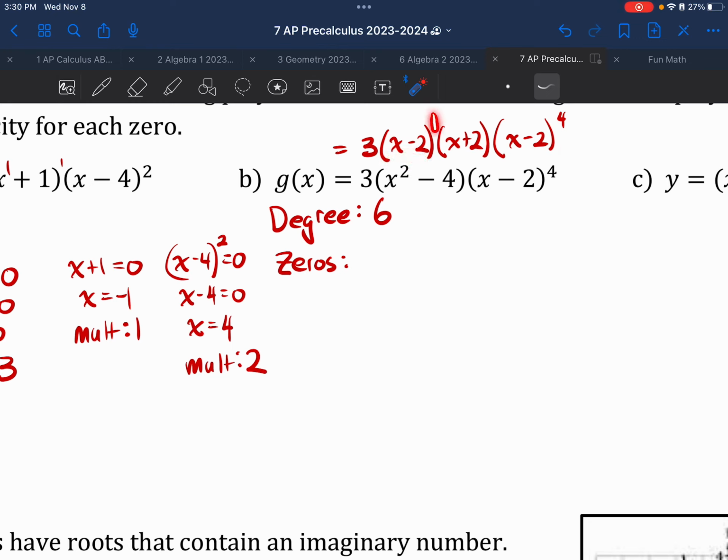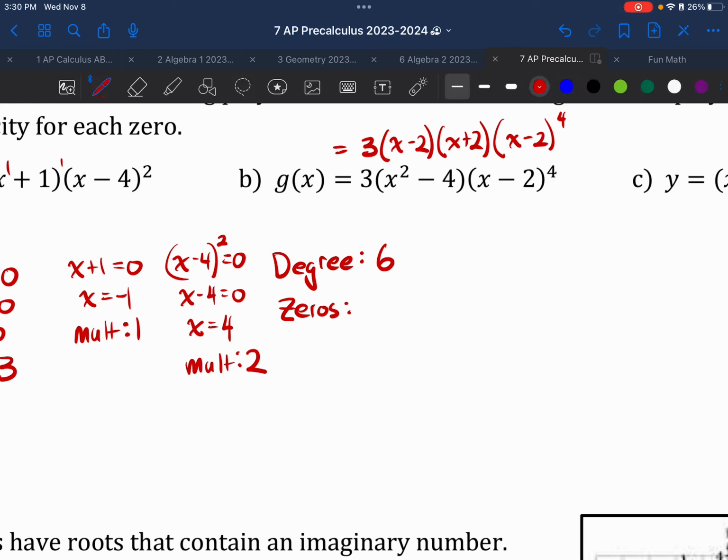I have 1 copy here and 4 copies here for a total of how many copies? I ran out of room, so I'm going to move these down a little bit. This is a total of 3 times x minus 2. How many copies? There's 5 of those copies times x plus 2. And there's a total of 1 of those copies. You don't really write the 1, but I'm going to write it because it might help us later. So to find the zeros, I'm going to set x minus 2 to the power of 5 equal to 0. I'm going to take the 5th root of both sides, and I'm going to just get x minus 2 is equal to 0.